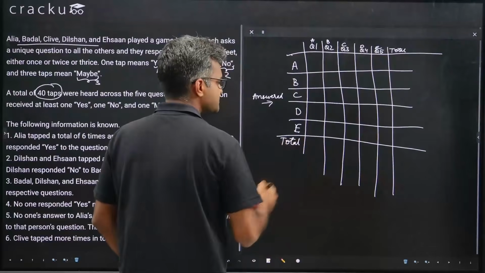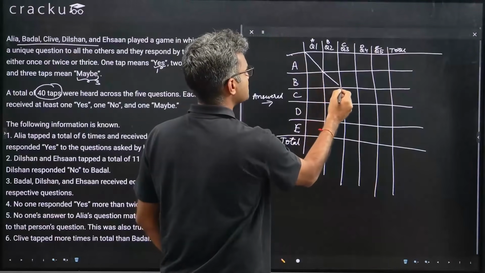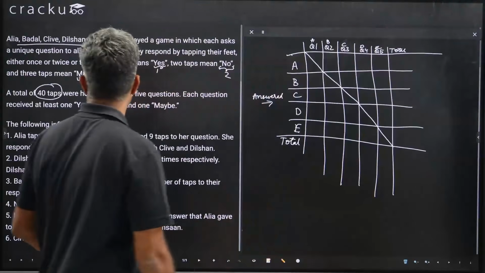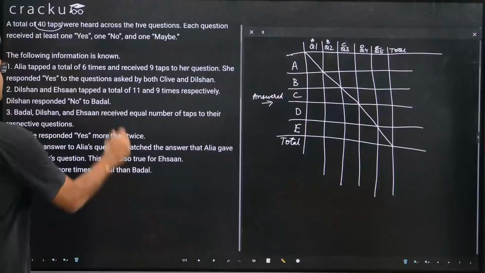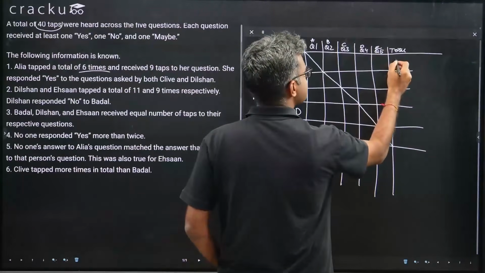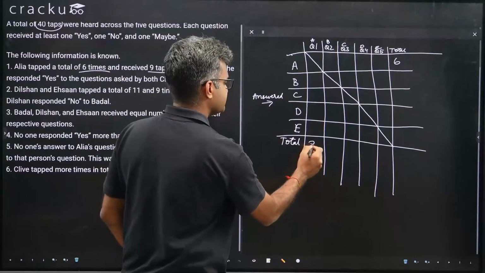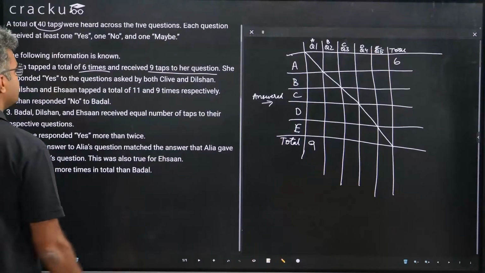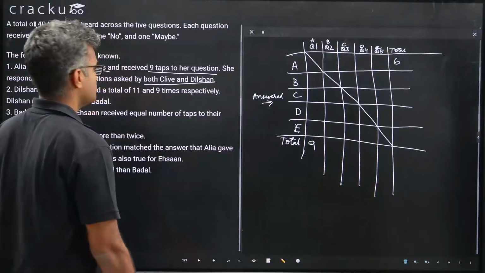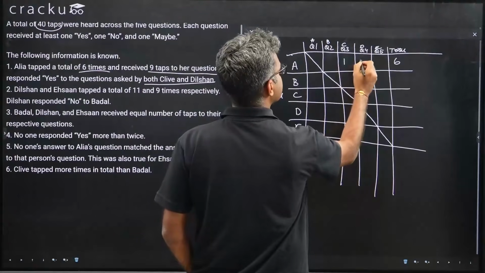Now the person who asked the question is not answering it. So we can cancel this one, this one, this one, this one, and this one. Now let us go through the clues. Alia tapped a total of 6 times. So the total number of times Alia tapped is 6 and received 9 taps per question. So the total number of taps that Alia received is 9. She responded yes to the questions asked by both Clive and Dilshan. So she said yes to Clive and Dilshan.